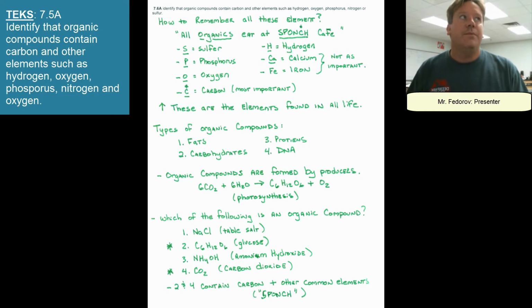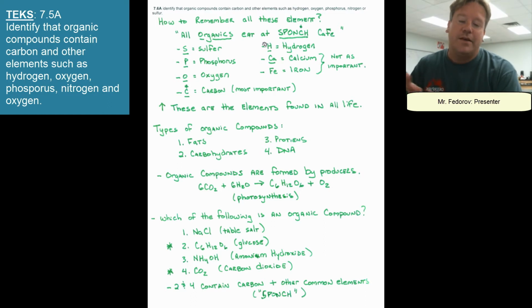Commonly, we've heard of CHON or CHO. CHON, the CHO has more to do with carbohydrates, for example. We've had CHON, but what the state of Texas wants you to remember specifically: carbon plus hydrogen, oxygen, phosphorus, nitrogen, and sulfur. Those are the specific elements you need to remember. So if you can remember, all organics eat sponge.